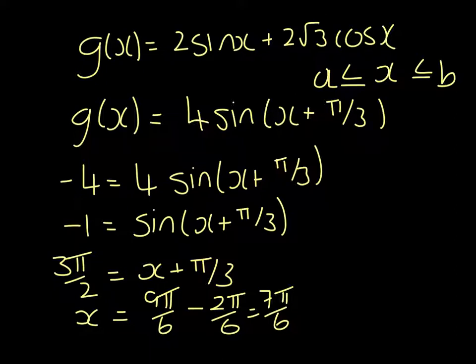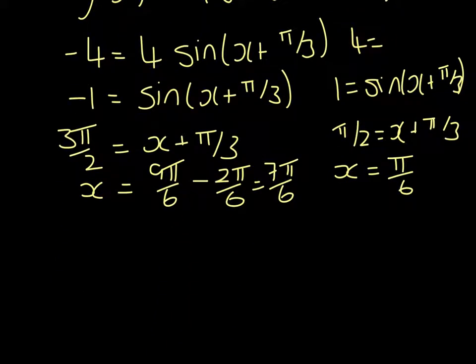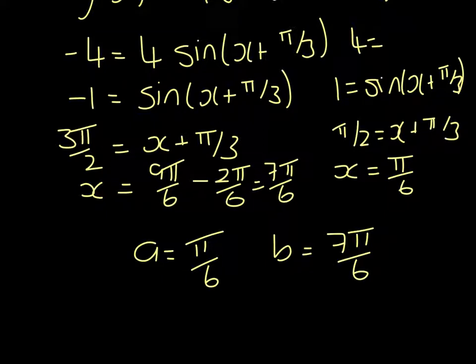I then repeat that for when 4 equals our function, so I want to know when 1 equals the sine of x plus pi over 3, and that's when pi over 2 equals x plus pi over 3, and that will be when x equals 3 pi over 6 minus 2 pi over 6, which is pi over 6. So that tells me that a is pi over 6 and b is 7 pi over 6, and this just takes the part of the graph where we go from 1 to minus 1.